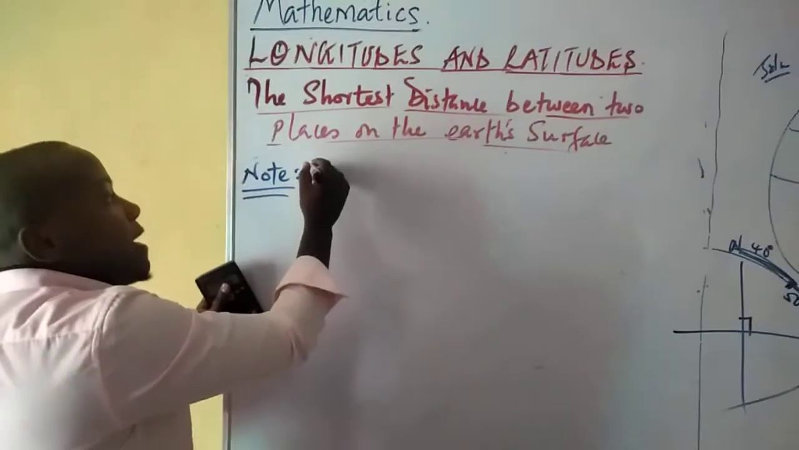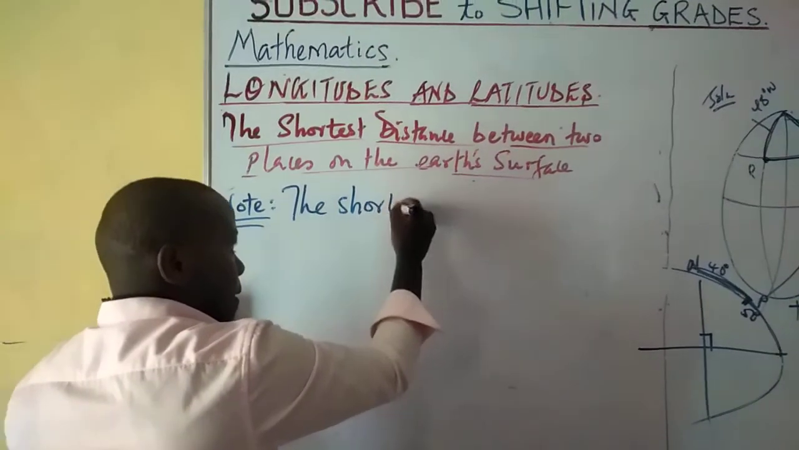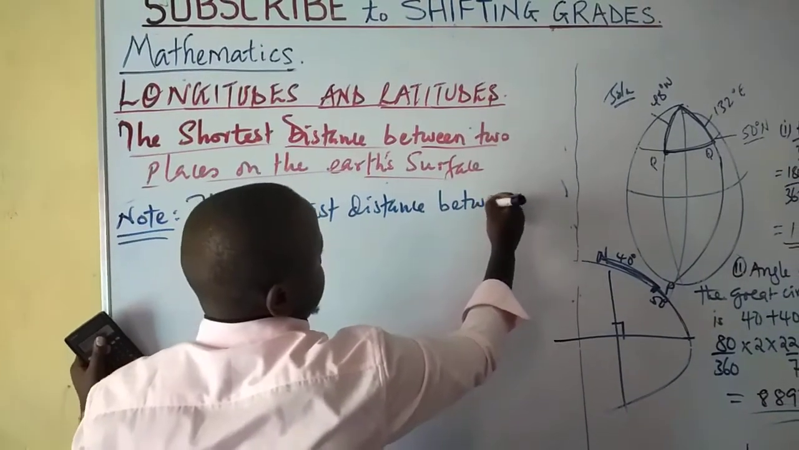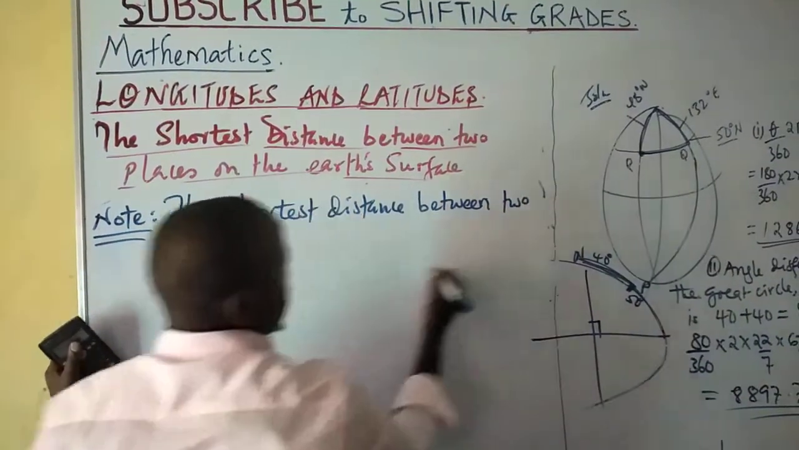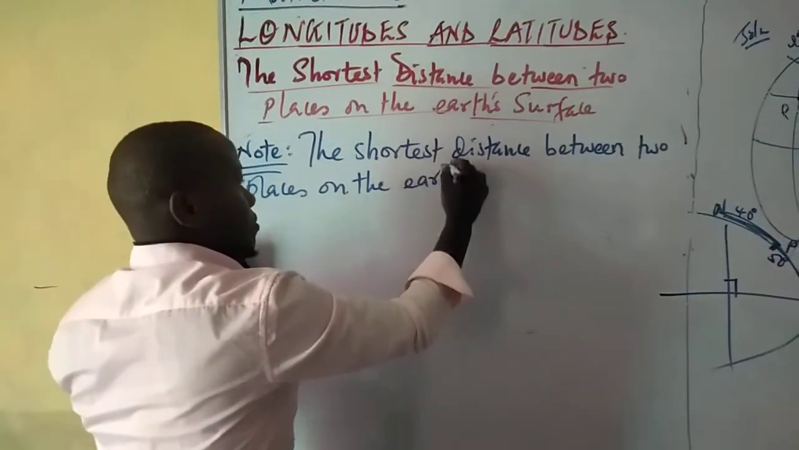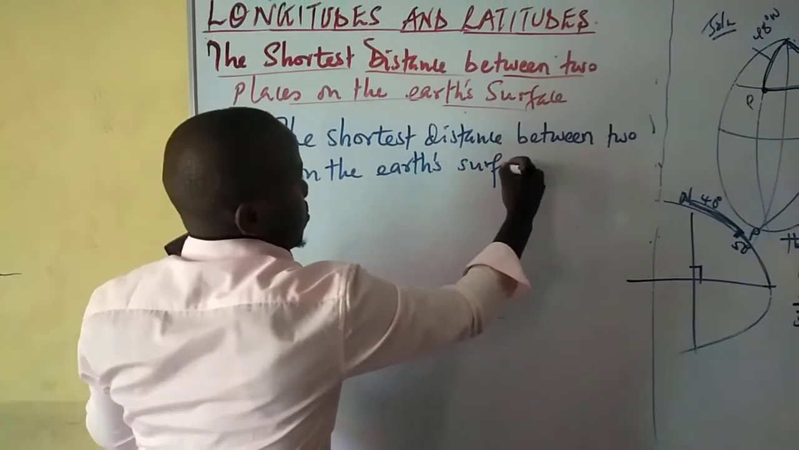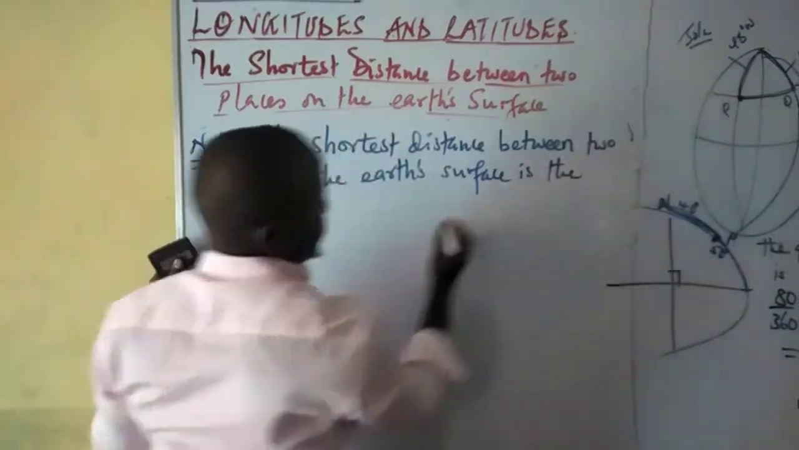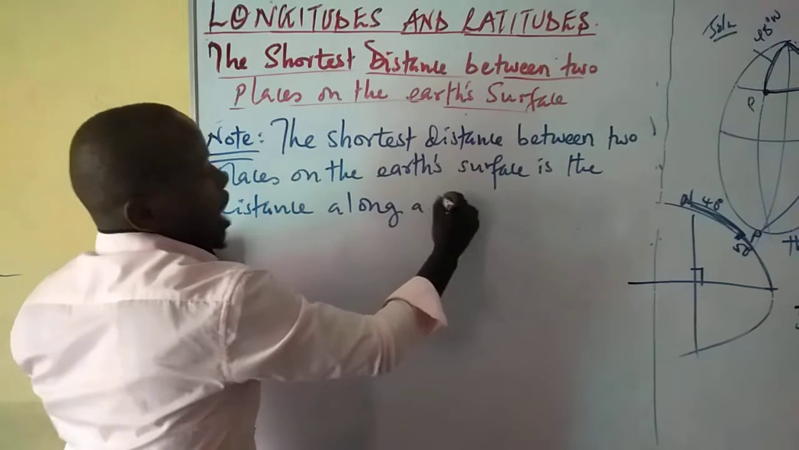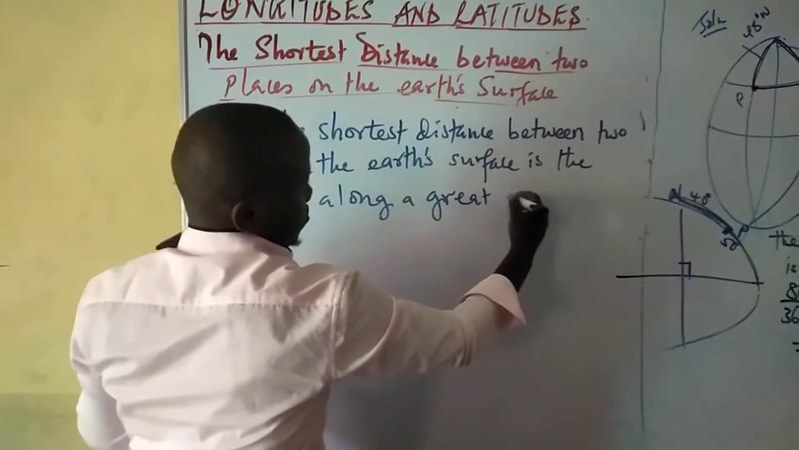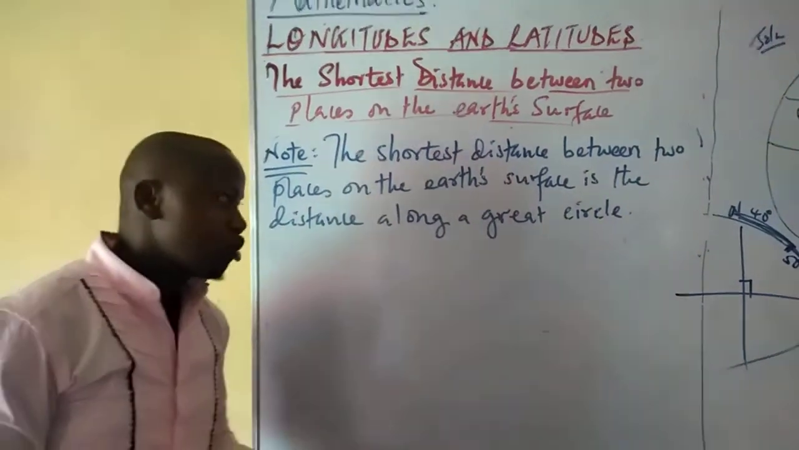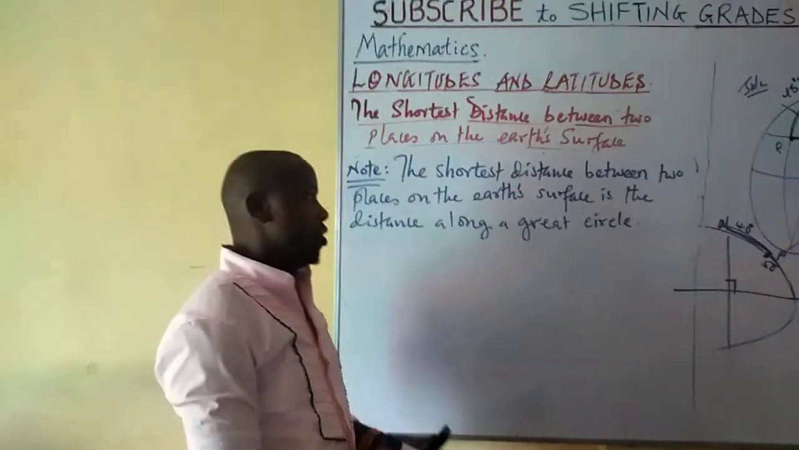We should say that the shortest distance between two places on the Earth's surface is the distance along a great circle. So, distance along a great circle is shorter compared to the distance along a parallel latitude.